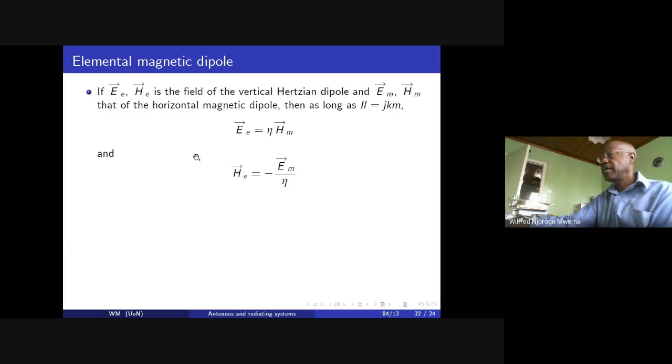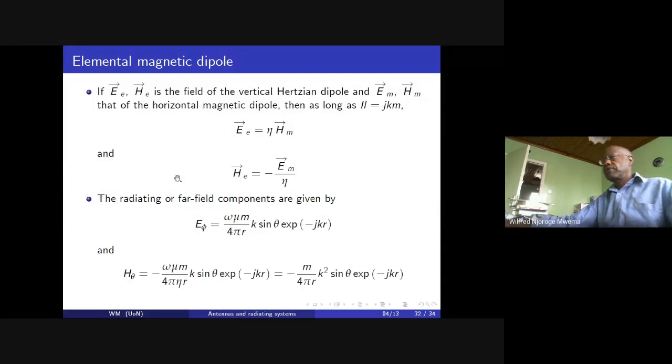And the magnetic field intensity for the electric dipole is obtained as the negative of the ratio of the magnetic dipole electric field intensity divided by the intrinsic impedance. That's what we call duality. That is, they are the duals of each other.